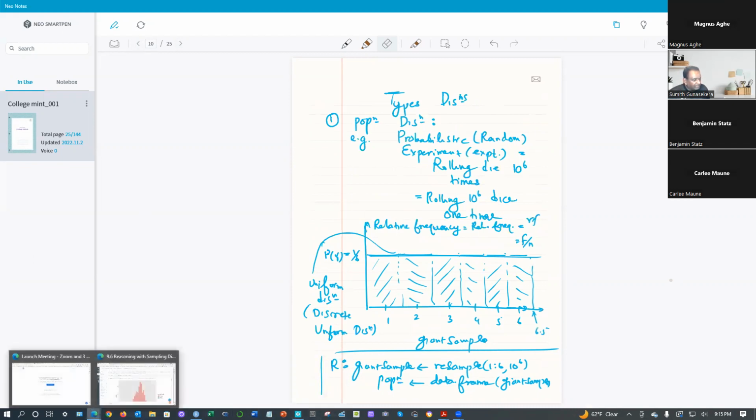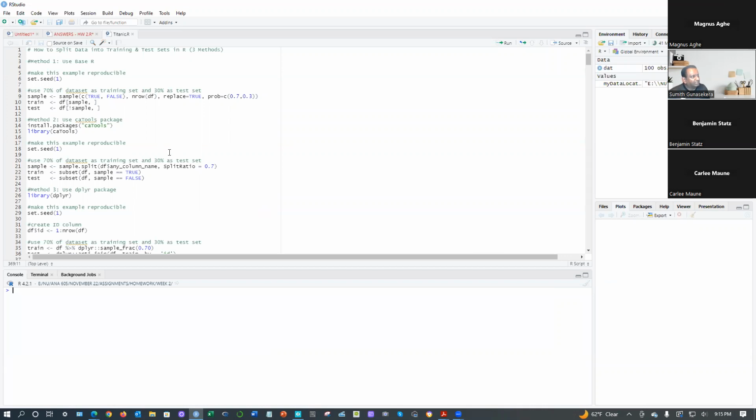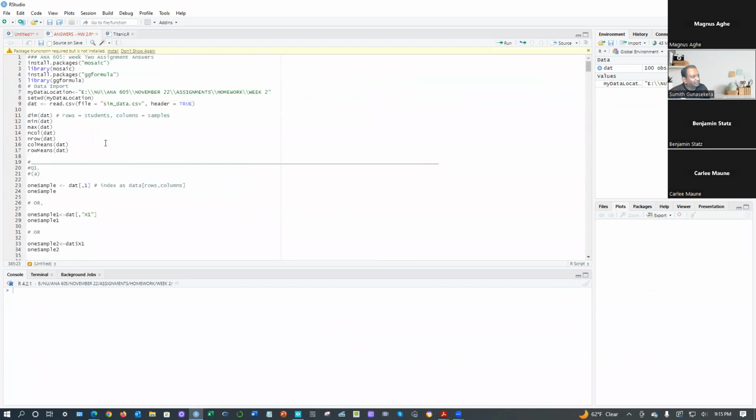Let's look at our homework and see what we can build up over here. So you saw that you have simulated data, the sim data set. Those are simulated data sets. You have 1,000 columns, and then you have 100 rows from the 100 students. Remember that you get a little bit of information about this one.